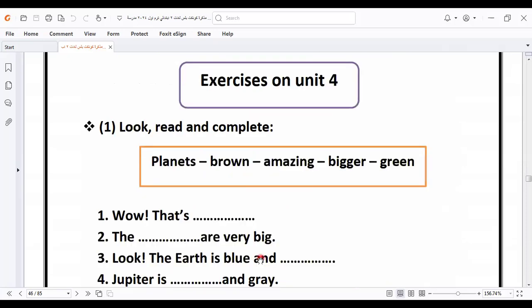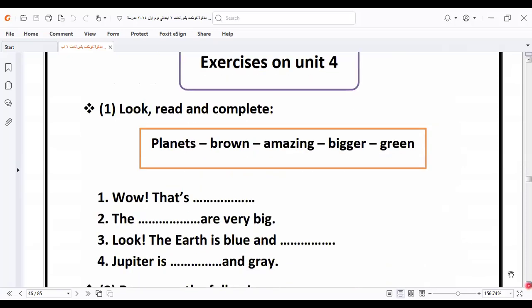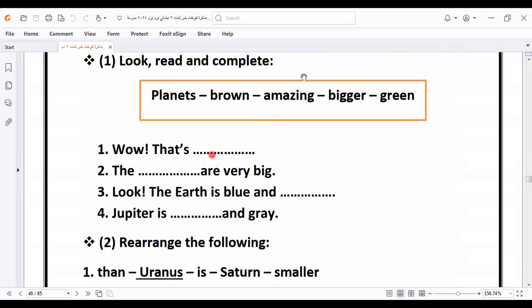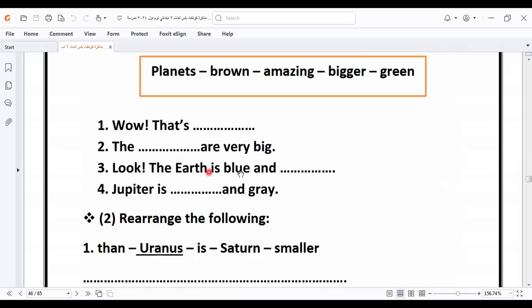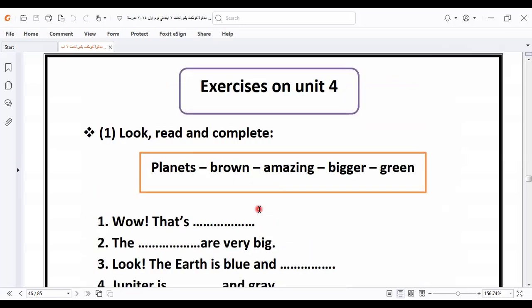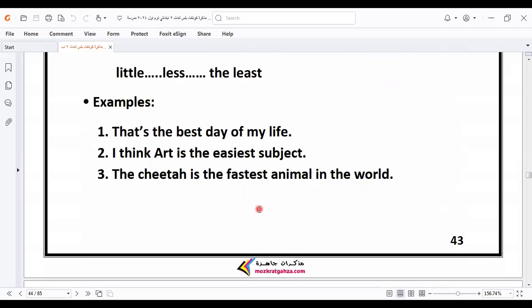Let's answer the questions below. Wow, that's amazing. Here I am surprised, so I say, wow, that's amazing. Space is very big. Which one is very big here? The planets are very big. Look, the Earth is blue and what? Blue and brown. We have Jupiter. Jupiter is gray and green. I think Jupiter is what?